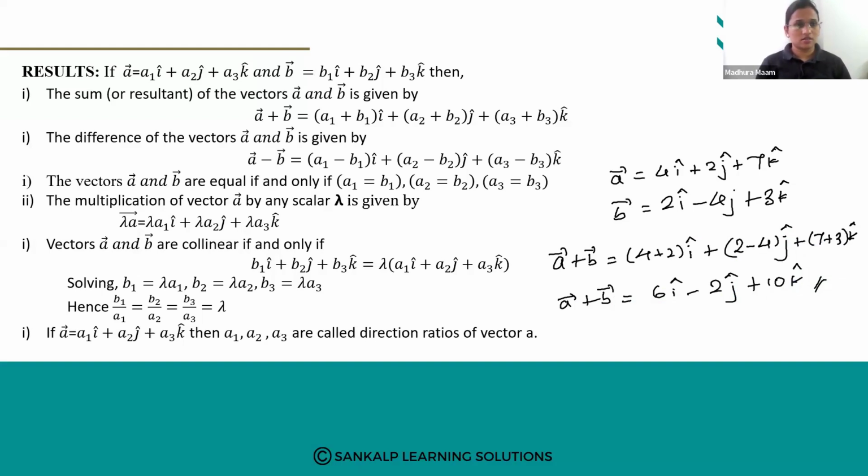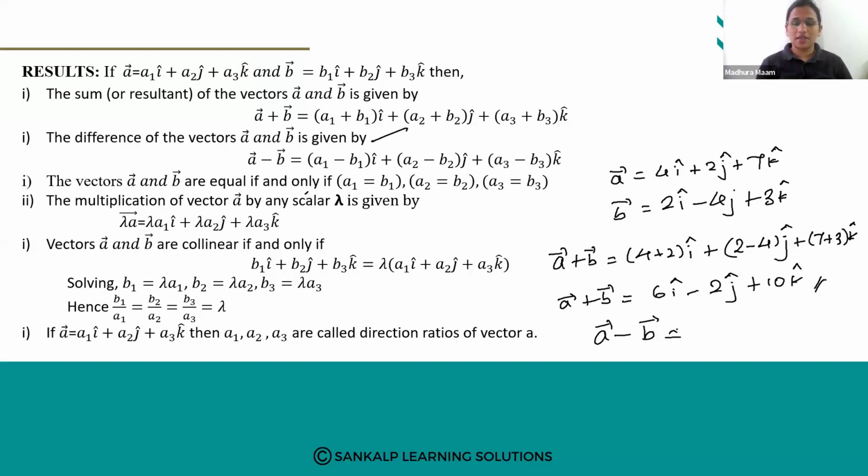Okay, next second point, the difference of the vectors. What does difference mean? A minus B, and this goes again the same way. You have to subtract component wise. A1 minus B1, remember a plus comes in the middle, because you are taking the entire vector. So you have to subtract component wise: A1 minus B1 i plus A2 minus B2 j plus A3 minus B3 k.